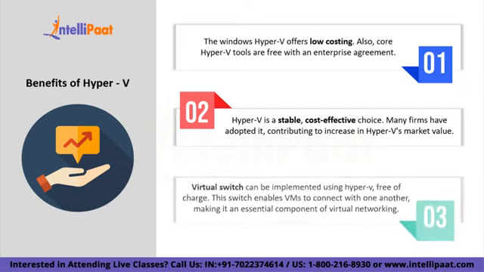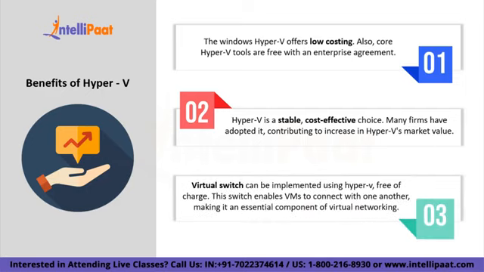You can also implement a virtual switch using Hyper-V free of charge. A virtual switch enables all of your VMs to connect with one another, making it an essential component of virtual networking. Virtual switches are intelligent, meaning they inspect data packets before routing communication. The capability to configure traffic in this way improves security within your virtual environment. So this is a crucial benefit that Hyper-V has to offer.